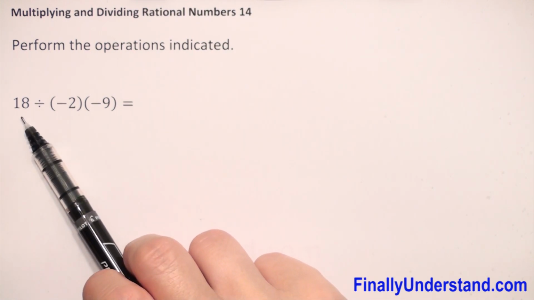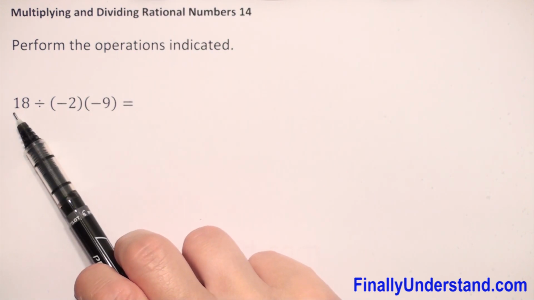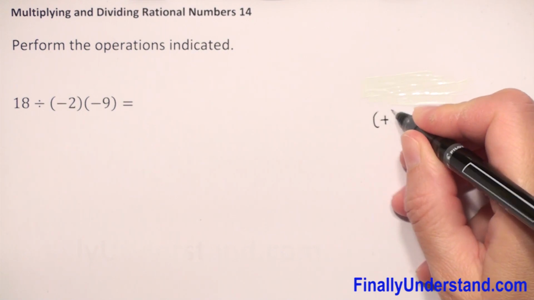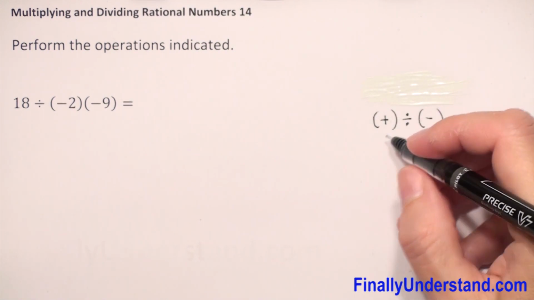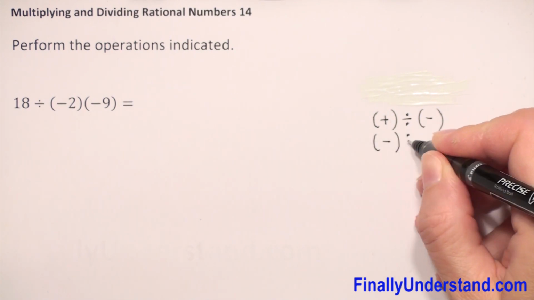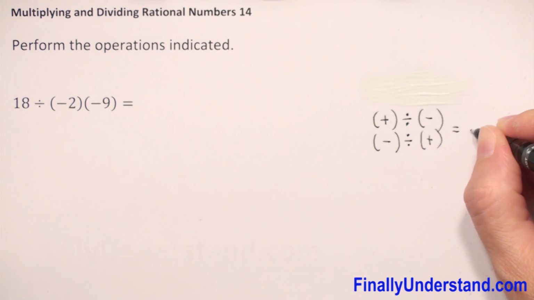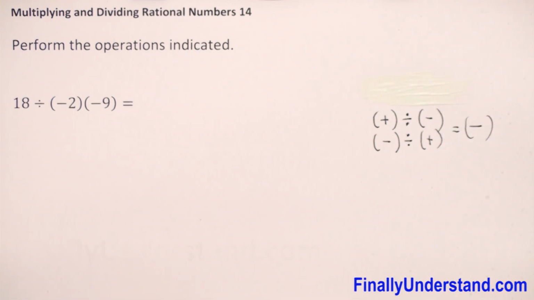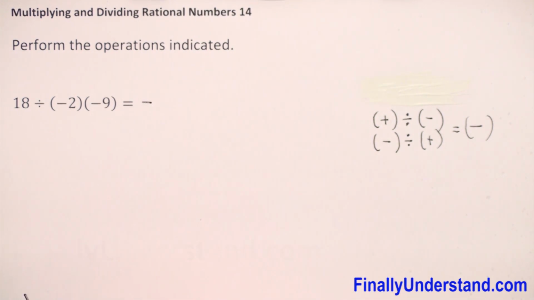So we have first 18 divided by -2. 18 doesn't have any sign, it means it's positive. We have a positive number divided by a negative. Or when we have a negative divided by a positive, the answer is the same, negative. The same as for multiplication. So positive divided by negative gives me negative.